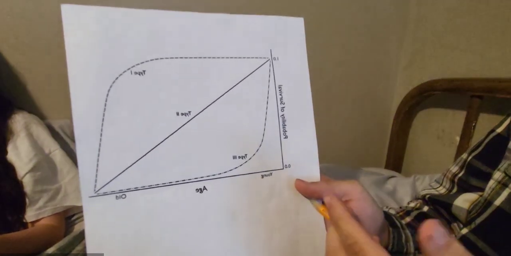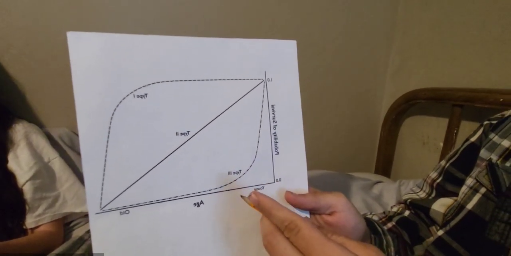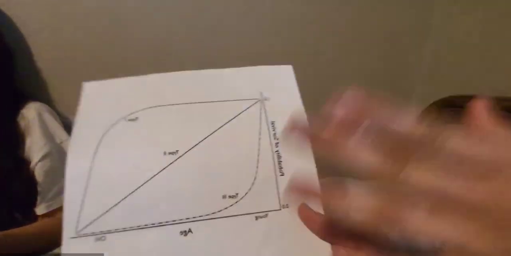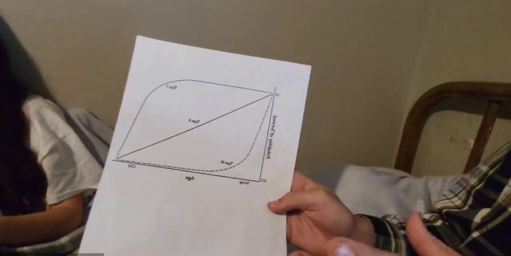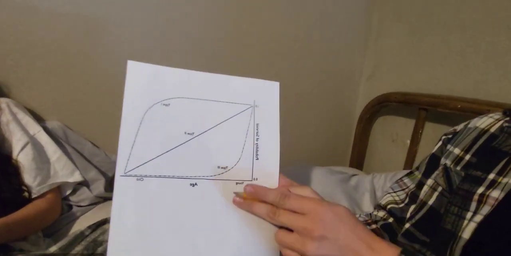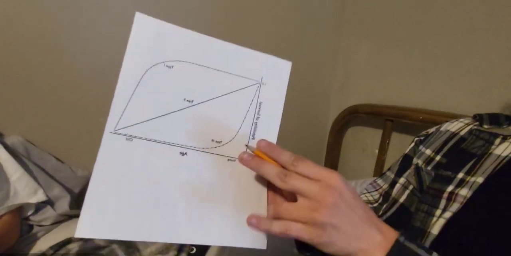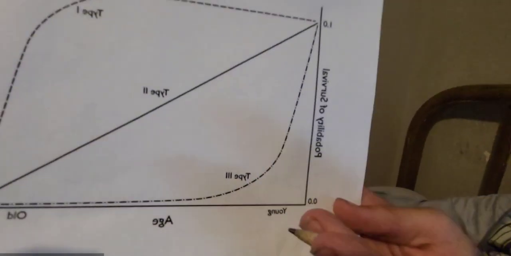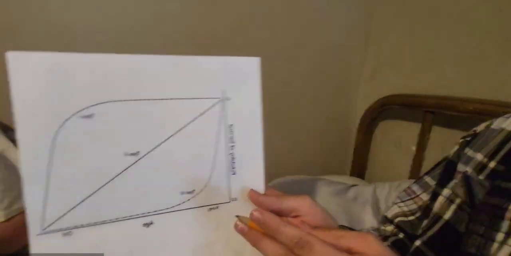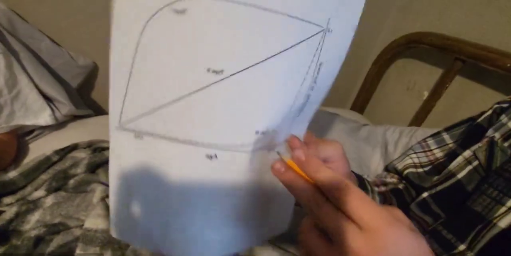So type 3 has to be the R-selected species, because as you can see at the young age, there are a high number of organisms, but very quickly, as time goes on, the percent plummets.